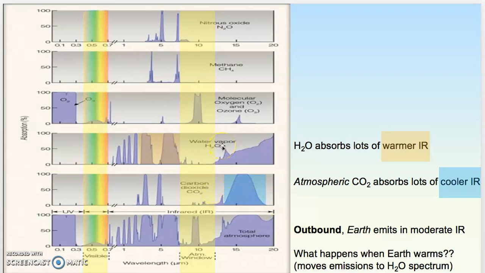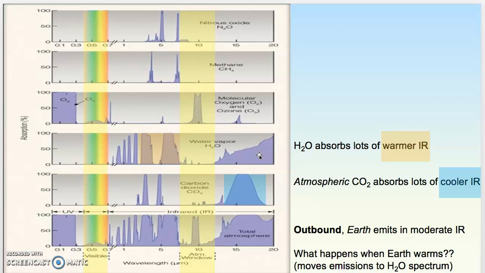We have here the profile of water vapor and of molecular oxygen and ozone, methane here, and nitrous oxide, which also helps to make up smog. What you're seeing here is that water absorbs a lot of the warmer IR. Here's the warmer IR in the shorter IR wavelengths in here. So water does a lot of absorbing of shorter IR, and of course shorter wavelengths are warmer. Water also does a lot of absorbing in the far IR, which is cooler.